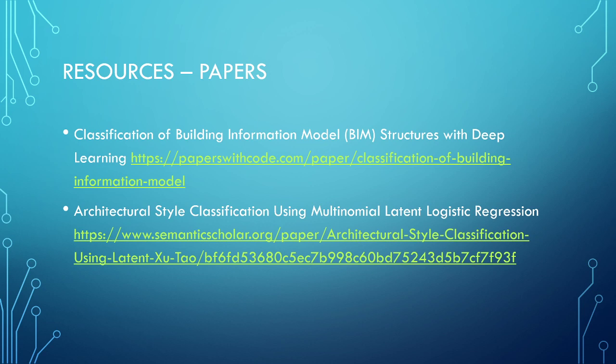So the first bit is just some papers, and these papers are oriented towards BIM and architecture. They're really interesting. For both of them, I think their inputs are images and they're outputting them into some type of category.